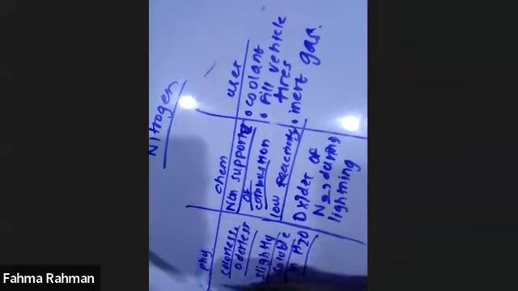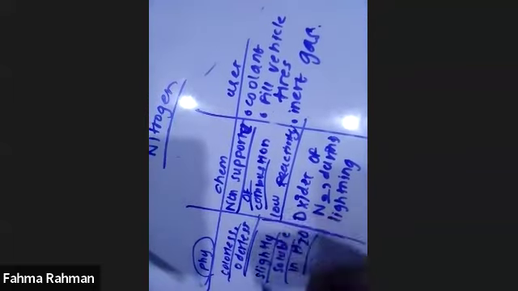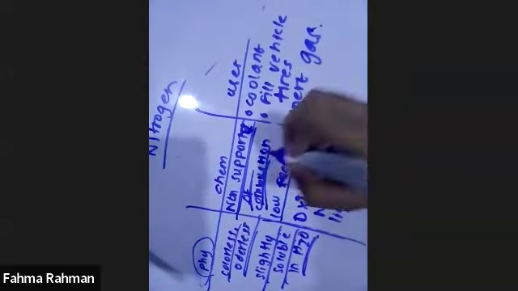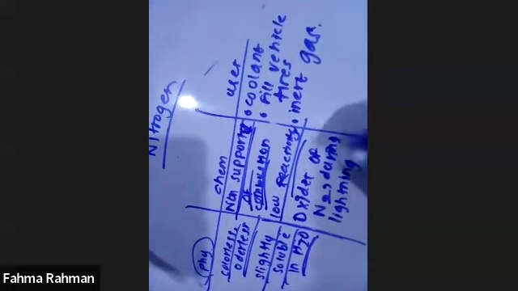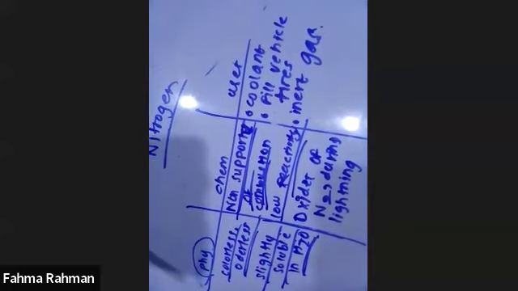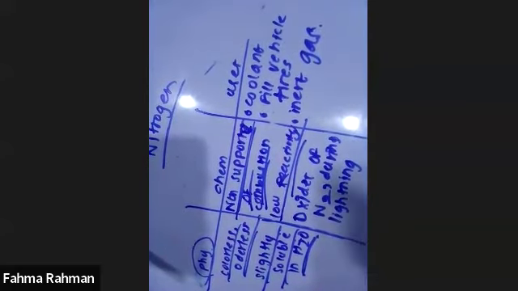So, once again, physical properties of nitrogen: colorless and odorless, slightly soluble in water. Chemical properties: non-supporter of combustion, low reactivity. Oxides of nitrogen are formed during lightning, and under special conditions, you can even form ammonia gas as well for industrial purposes.